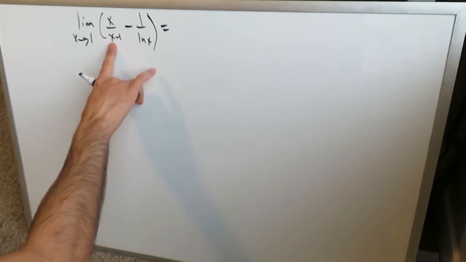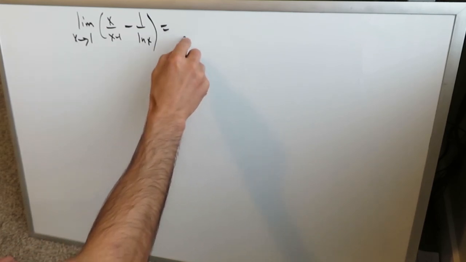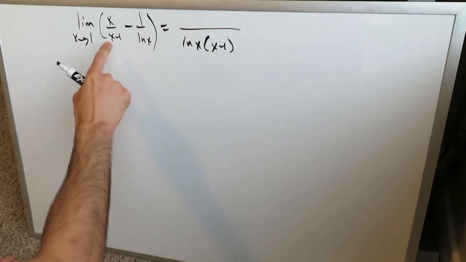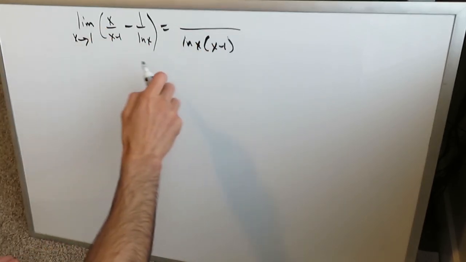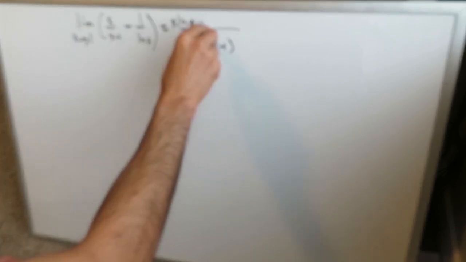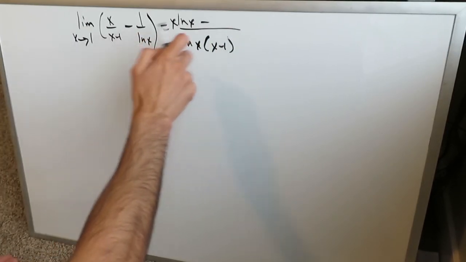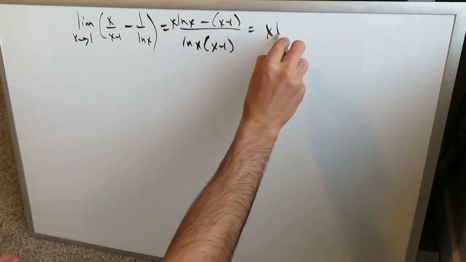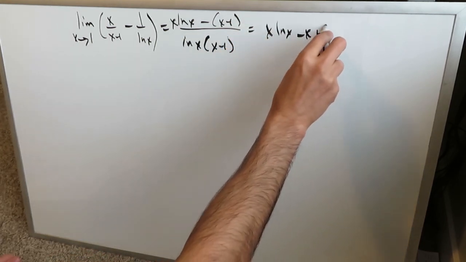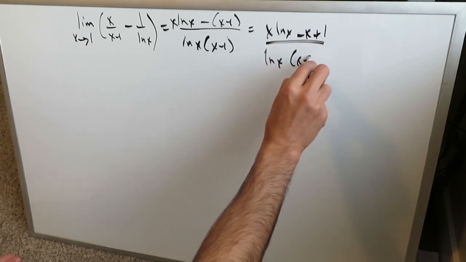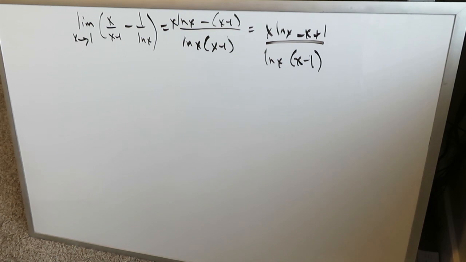What's the common denominator? x minus 1 and ln x. It'll be just ln x times x minus 1. x minus 1 goes into this ln x times, so you'll have ln x and this x right here. Here ln x goes into this x minus 1 times, you'll get x minus 1. When we open this up, we'll get x ln x minus x plus 1 over ln x times x minus 1. That's our new limit expression.